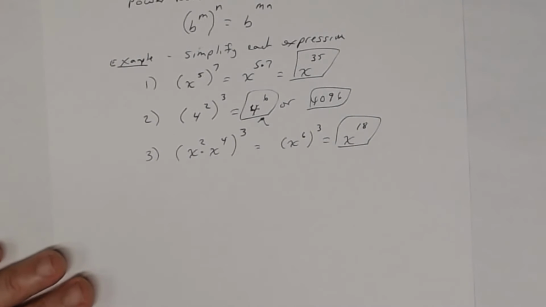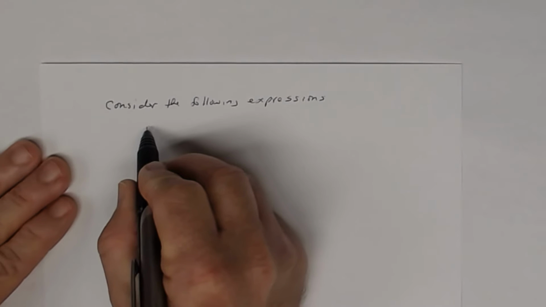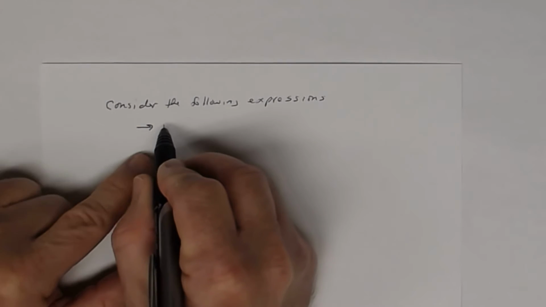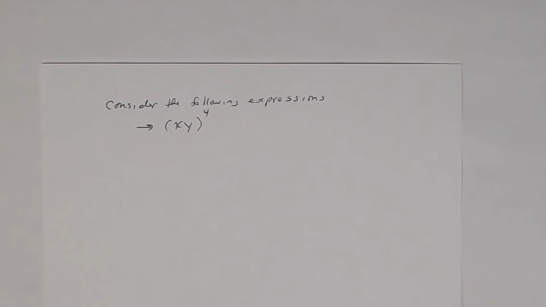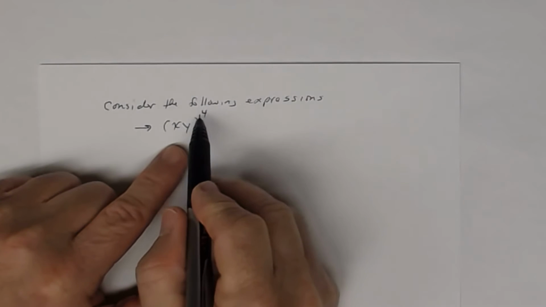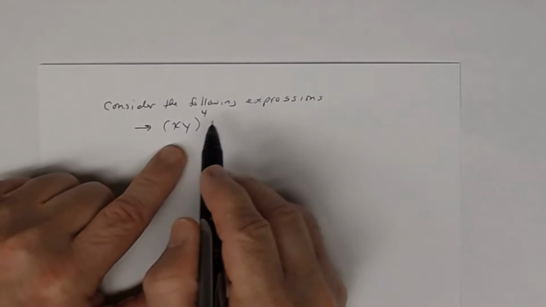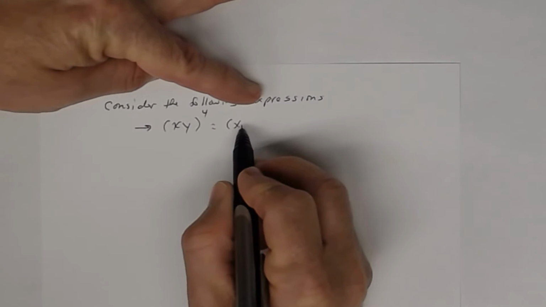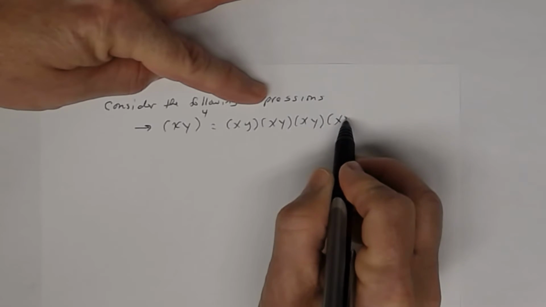Now, let's look at this idea. Let's consider the following expression. What if I had this expression here? xy raised to the fourth power. Based on what we've learned in a previous lesson, and also in this lesson up to this point, my exponent's 4, right? So if I consider this my base, xy, that means I would take xy and multiply it by itself 4 times. Y'all agree? That's what that means.